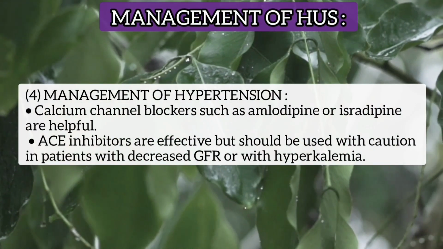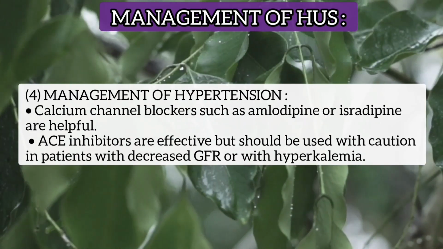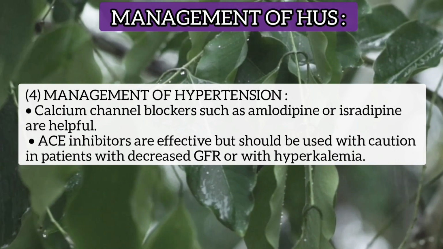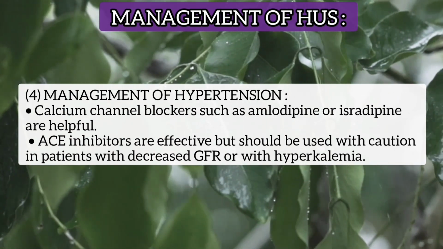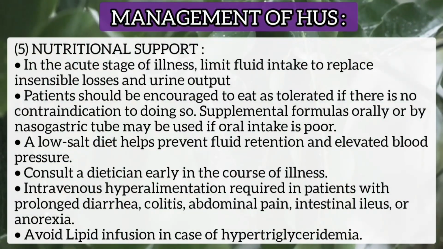Now, fourth important step is the management of hypertension. Calcium channel blockers such as amlodipine or isradipine are helpful. ACE inhibitors are effective, but they should be used with caution in patients with decreased glomerular filtration rate or with hyperkalemia. Fifth step is the nutritional support.